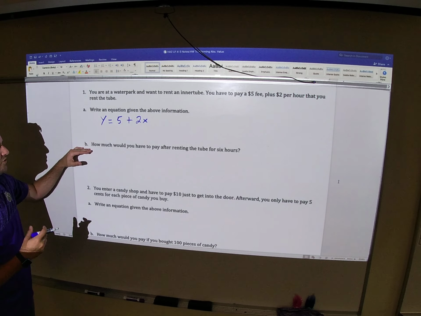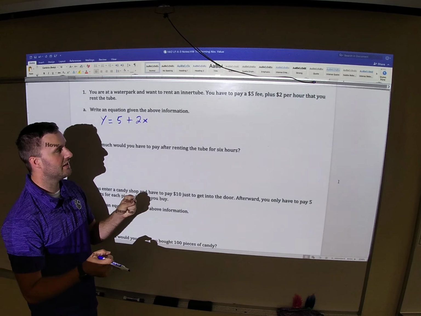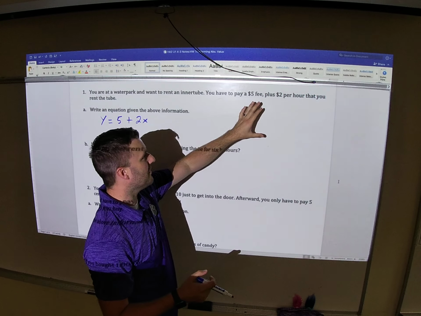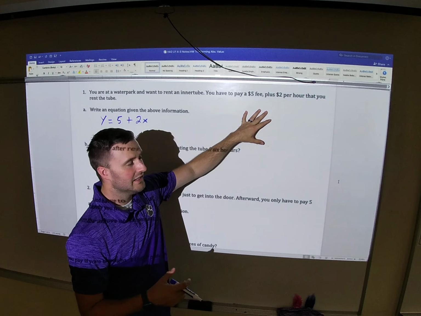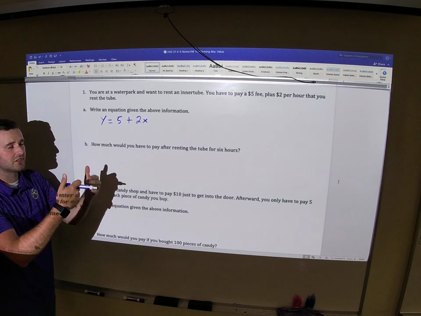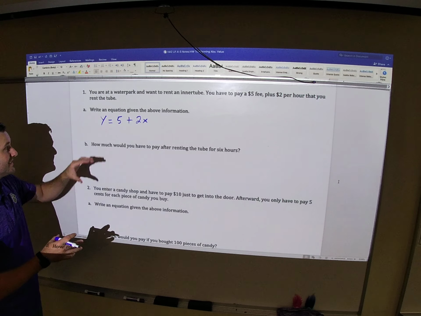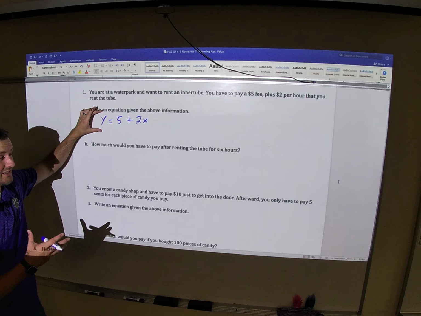Now, how much would you have to pay after renting the tube for 6 hours? So let's see if this even makes sense. A lot of you are like, hold on, 6 hours? I could do this in my head. And yeah, you probably could. You probably don't need a formula for this. But we're trying to build those skills so that we can use the formula for harder problems. So let's see if our equation that we came up with is even right.